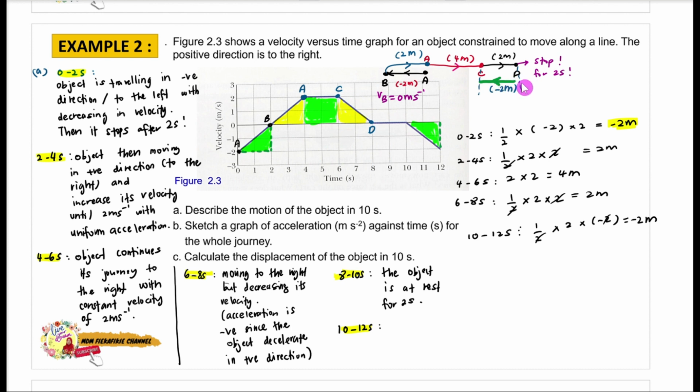And then what happened? The V is increasing, 0, 1, 2. But the object is moving in negative direction. That's why the velocity is negative. So from 10 to 12 second, we can say that the object is moving to the left or in negative direction, but increasing in its velocity.